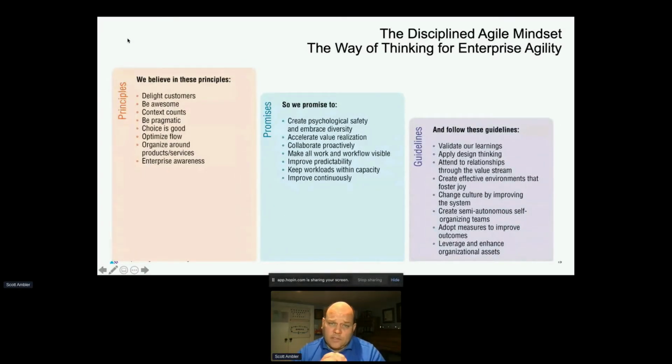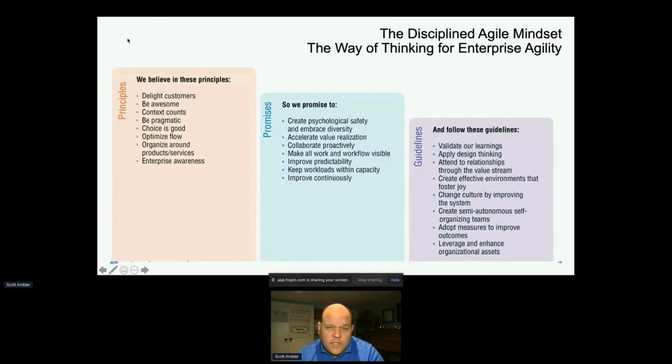So we came up with this. We believe in a collection of principles. And because we believe in them, we make promises, both to ourselves and to others. Here's how we're going to work. Here's how we're going to behave. In order to fulfill these promises, we follow a collection of guidelines.